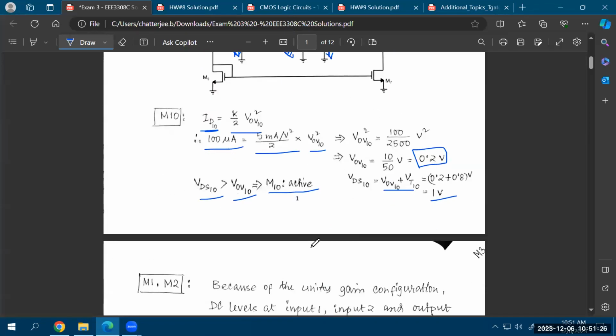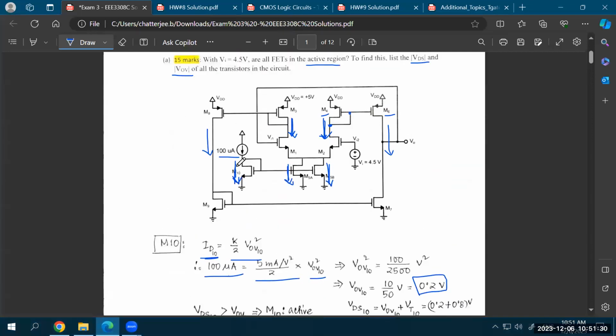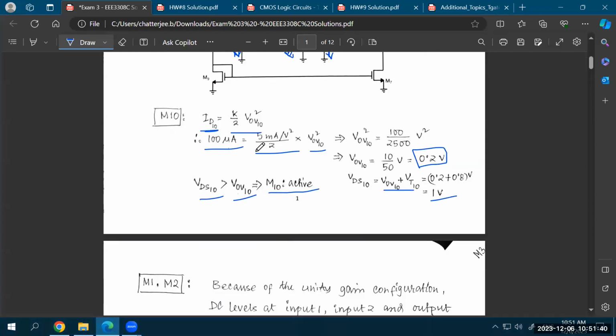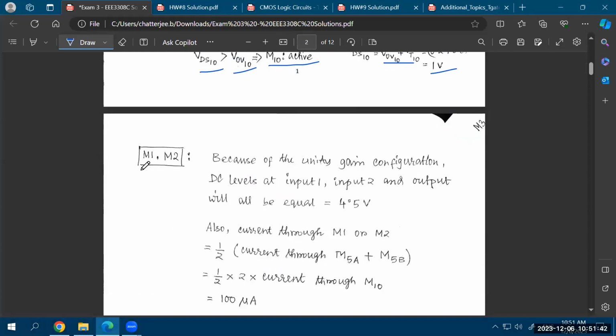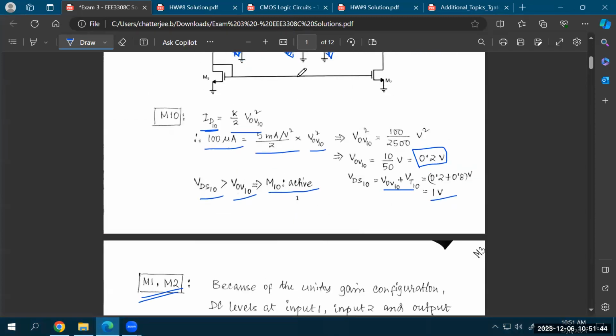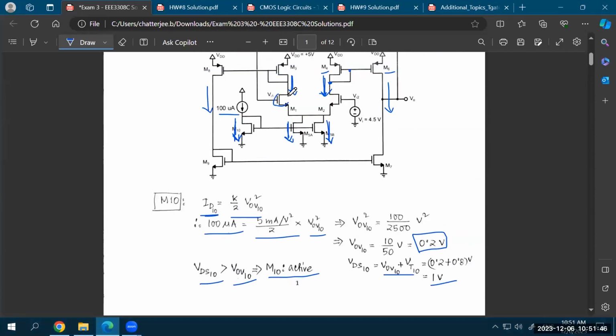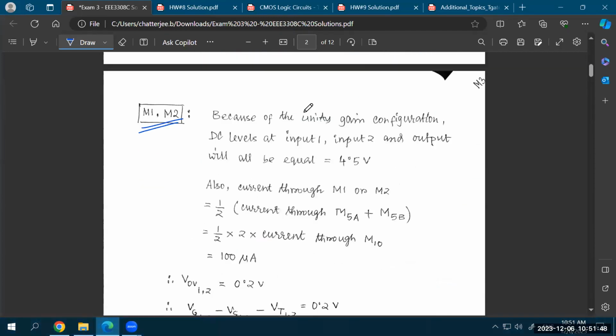Okay, so in terms of the approach, this is exactly the same as your homework number 4. Start from the current, because that's what determines the biasing conditions at each of the points. Just like in your homework number 4, you started from the current over there. Now if you want to find out what is happening for M1 and M2, that is the input transistors. So this is one input transistor, this is the other one.